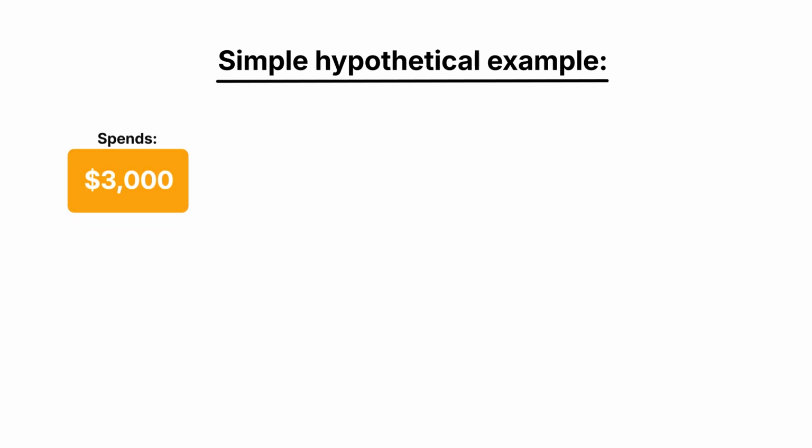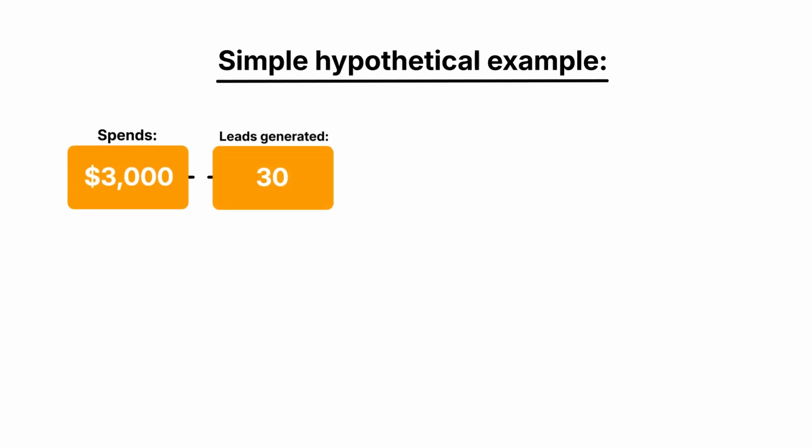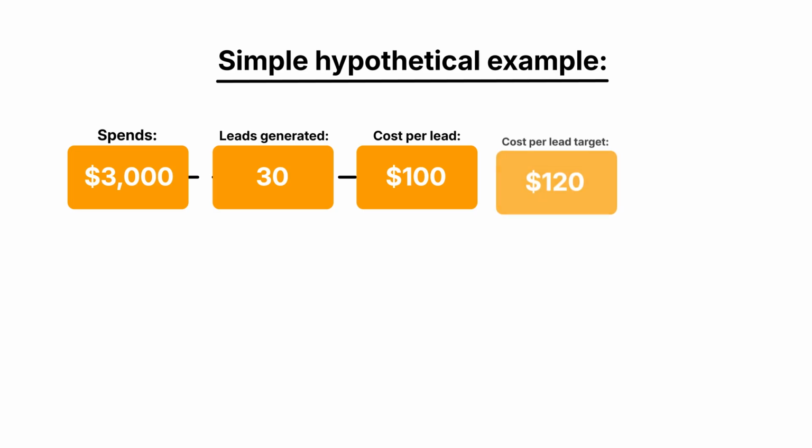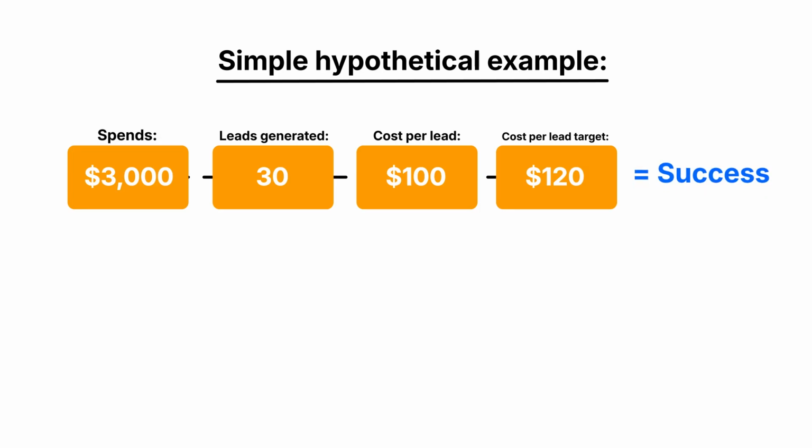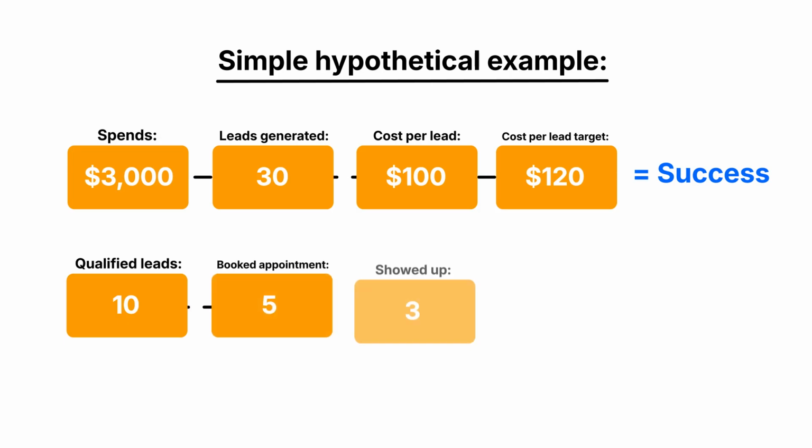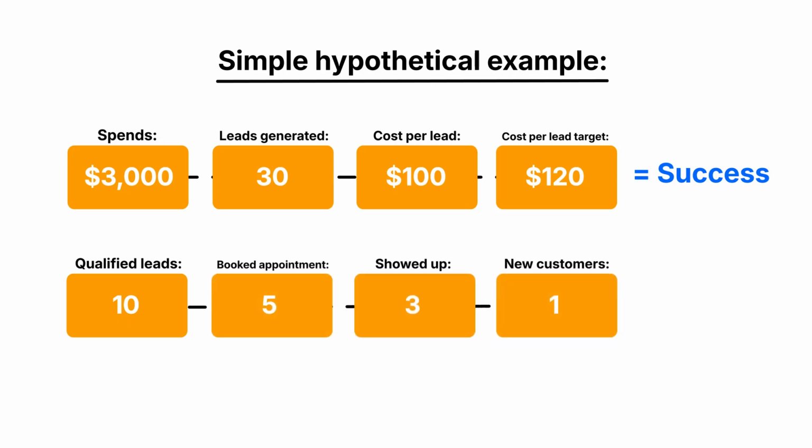Imagine a campaign spends $3,000. It generates 30 leads, giving it a cost per lead of $100. If the cost per lead target was $120, the advertiser might reasonably call that campaign a success. But when we look further down the funnel, only 10 of those leads were actually qualified. 5 booked an appointment, 3 showed up, and 1 became a customer. The true customer acquisition cost isn't $100, it's $3,000. Now we have a much more useful question, which is where the result actually started to break down.